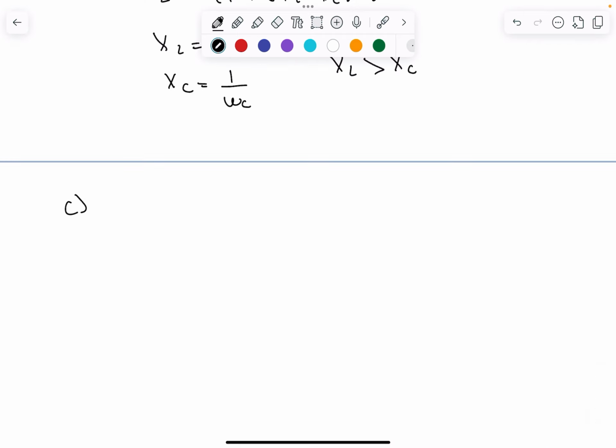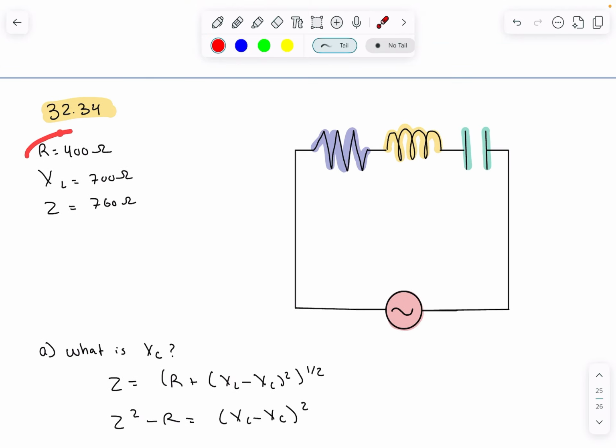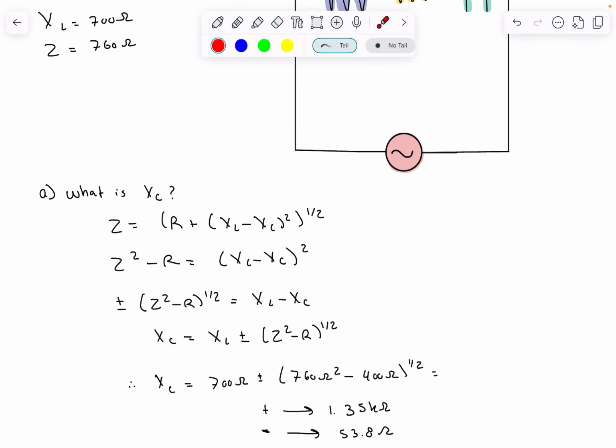Now question C, it says, repeat what you did in A, assuming that the resistance is 200 ohms instead of 400 ohms. And the circuit impedance continues to be 760. So they're saying, okay, R, it's actually 200 ohms. And then they're saying that Z is still 760 ohms. So if we go back up here, all we're doing is changing this. But we have to repeat the equation, right? Because R was involved right here.